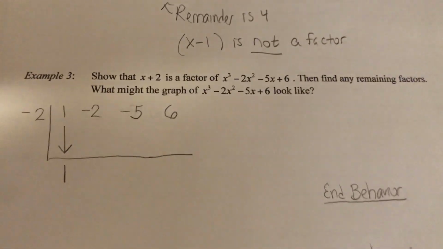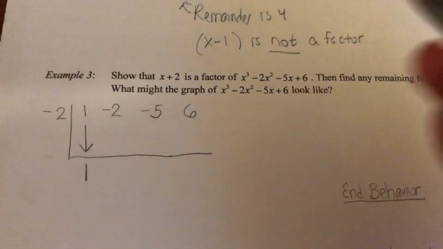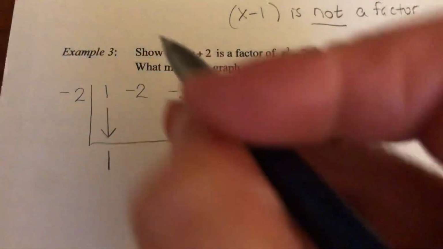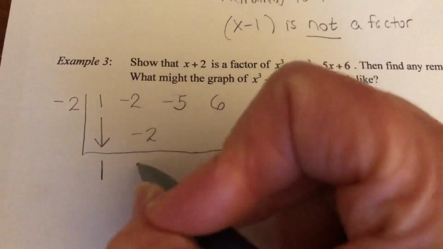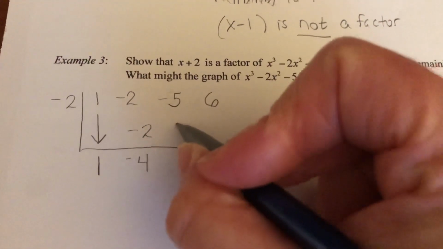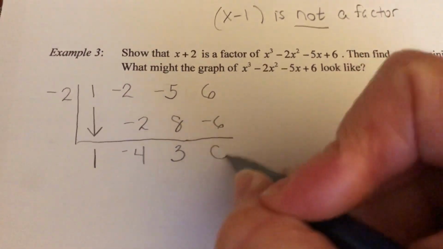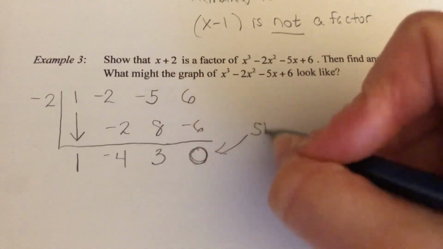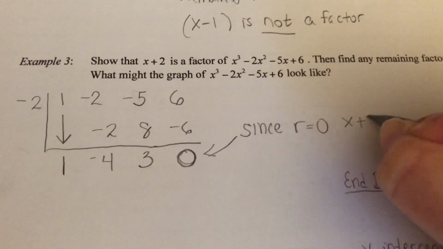and then we're going to find any of the remaining factors, and we're going to also write down what the graph would look like. So I have it set up for synthetic division. That's how you're always going to prove that it is a factor or not. So we're going to bring down the 1 and then go ahead and multiply. All right, so since r is equal to 0, x plus 2 is a factor.